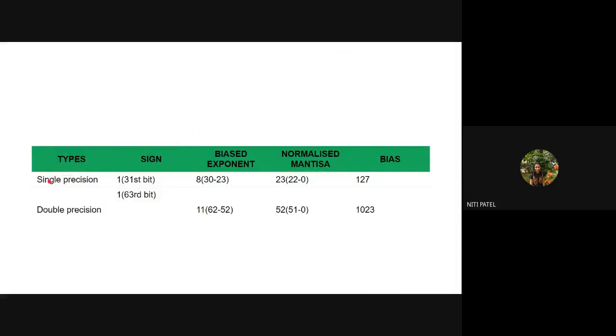The number is 178. Is it a positive or negative number? Positive. So what will be my sign magnitude? My sign magnitude will be 0. Now I have to calculate a bias exponent, which should be of how many bits? 8 bits. So to calculate this bias exponent, I know that the bias value for single precision is 127. So I will take that 127, and I will write that the bias exponent is 127 if it is single precision.